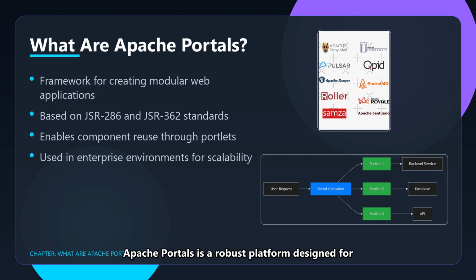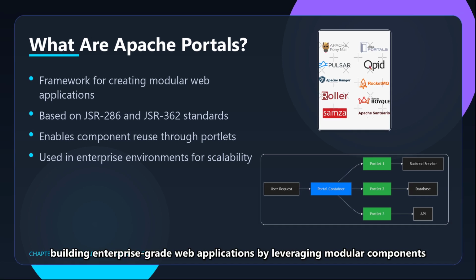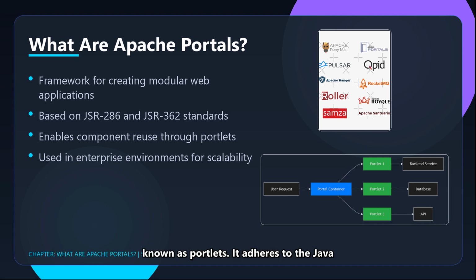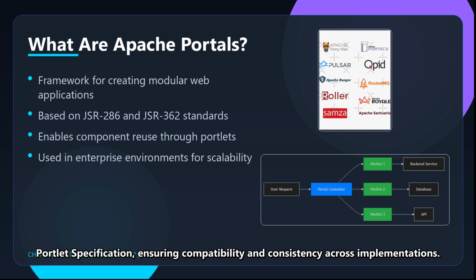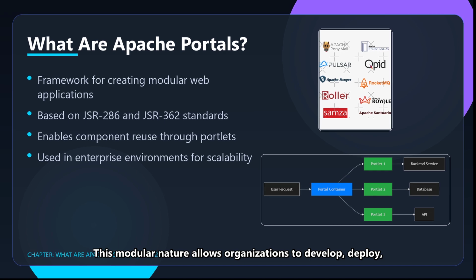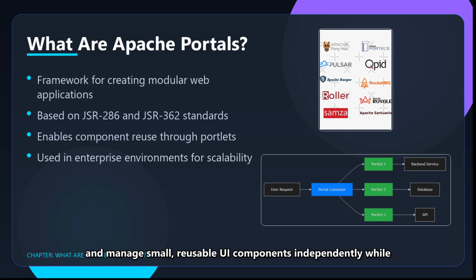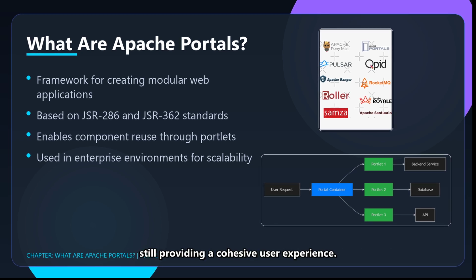Apache Portals is a robust platform designed for building enterprise-grade web applications by leveraging modular components known as portlets. It adheres to the Java portlet specification, ensuring compatibility and consistency across implementations. This modular nature allows organizations to develop, deploy, and manage small, reusable UI components independently, while still providing a cohesive user experience.